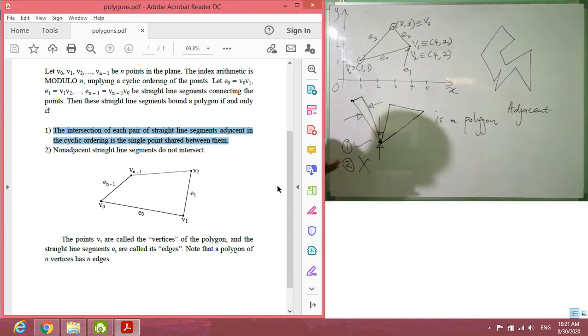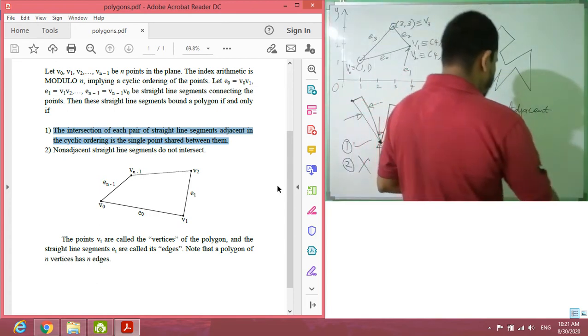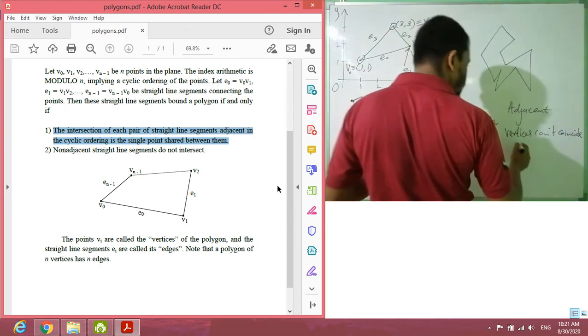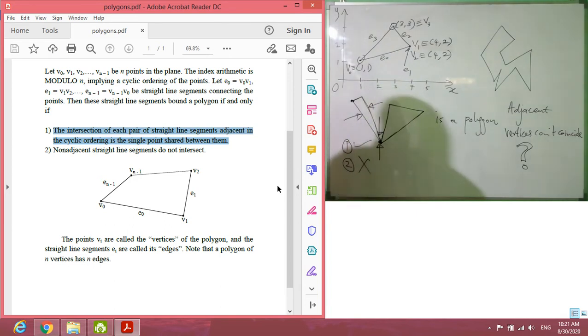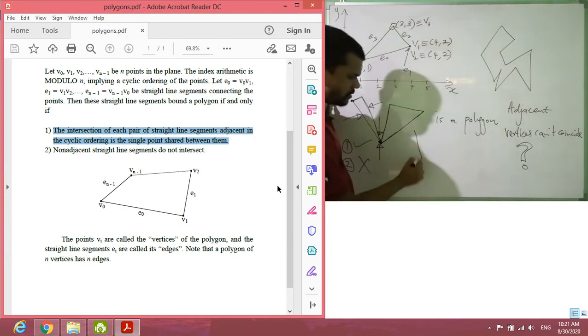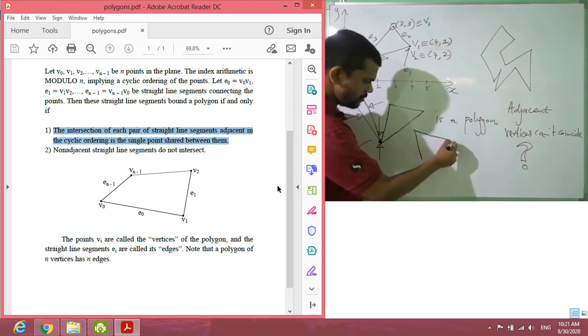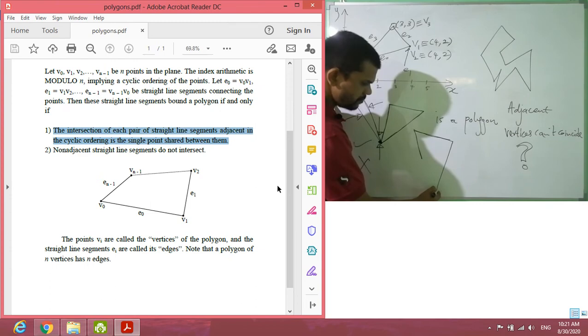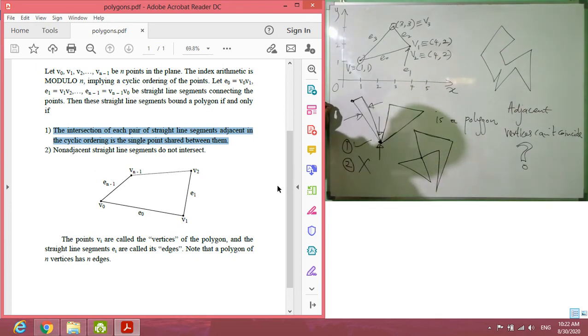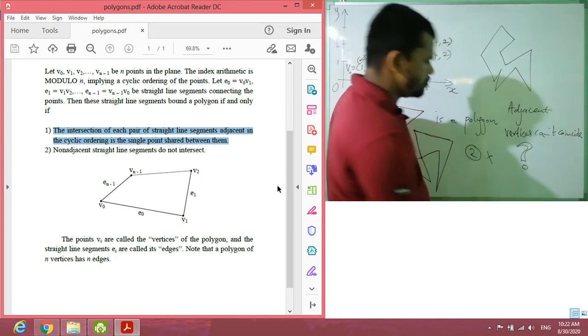Okay, therefore, can you say that if it is a polygon, vertices can't coincide? You have to think: vertices can't coincide, is this true? Okay, that is the question for you. Vertices can't coincide. If it is something like this, let's say we start from here, then here, then here, here, here, here. Okay, so then the second condition will not be satisfied.